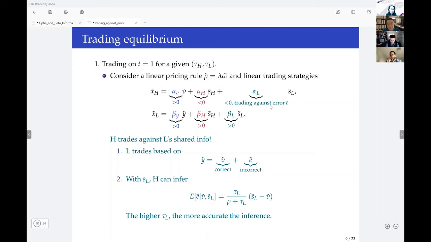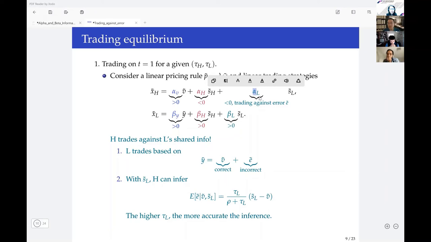So that explains why this alpha L is negative. It turns out this negative sign is what L wants. That's actually beneficial to L. Why is that the case? L knows that I'm relatively more stupid than H. I know that H will take advantage of me, but that's okay, because I will take advantage of more stupid people, which are the noise traders.